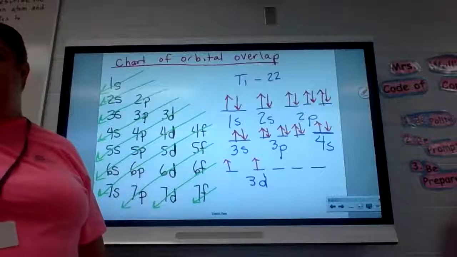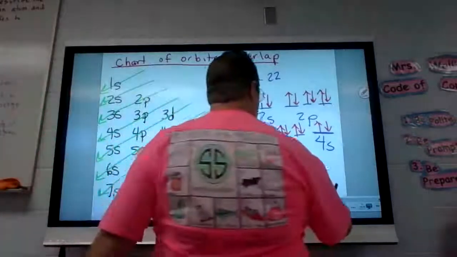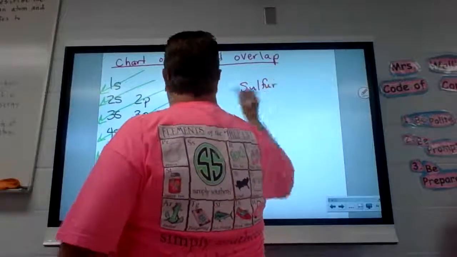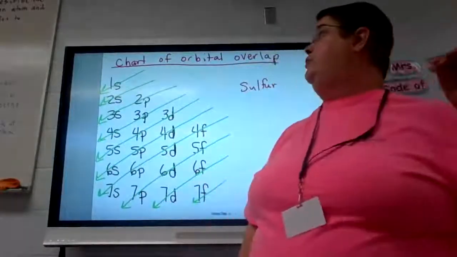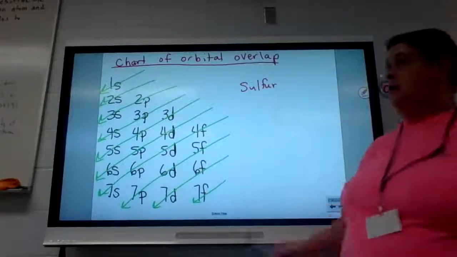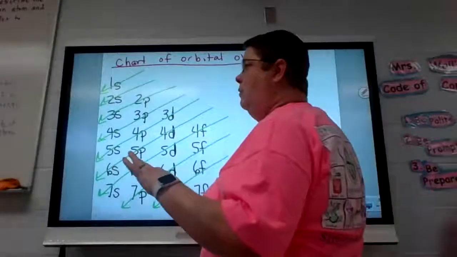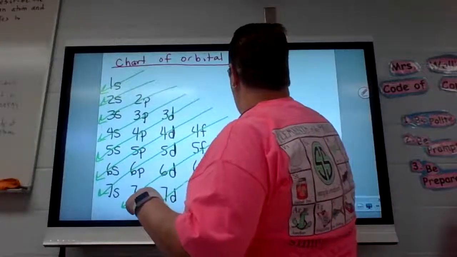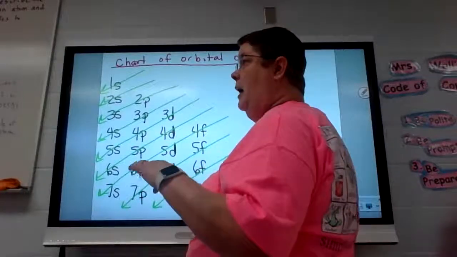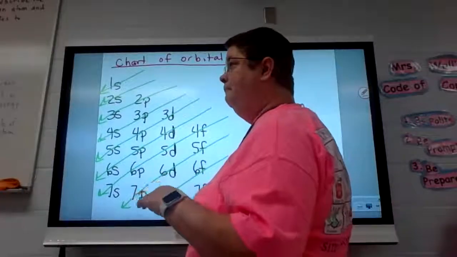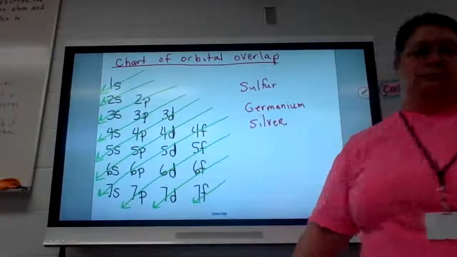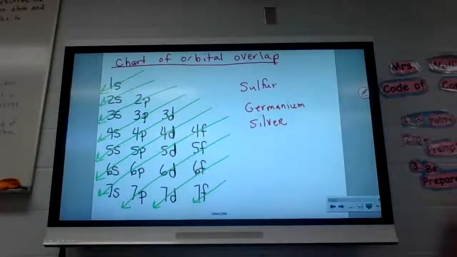Okay? You think you can do some? Give it a shot? Too bad. All right, you're going to do sulfur for me and leave a little space behind it because when we do dot diagrams, we're going to come back and use these same examples for you to draw the dot diagrams. All right, do sulfur, do germanium, and silver. None of those are terribly long.